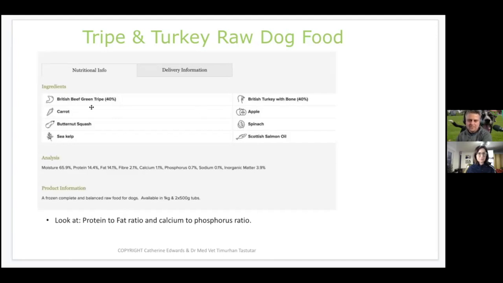So carrot, okay. Butternut squash, okay. Sea kelp, good. But the problem is most of the sea kelp from Scotland and Ireland and Wales is not seen as human grade because they contain a lot of heavy metals. Sugar kelp is a different story. But sea kelp is known to carry a lot of heavy metals.